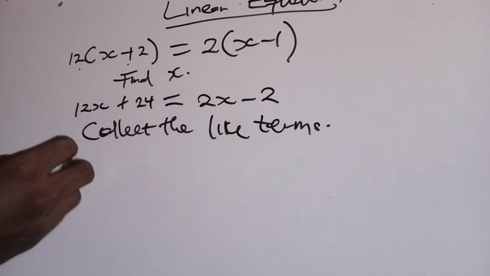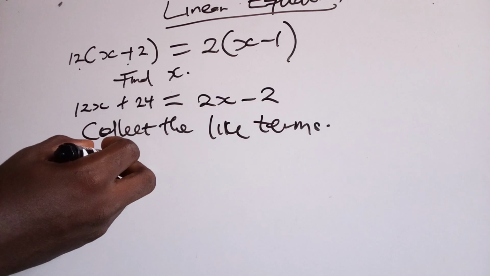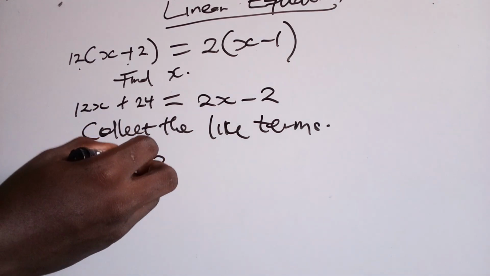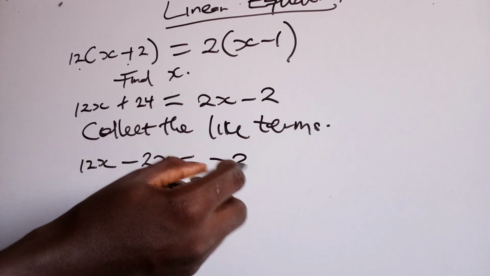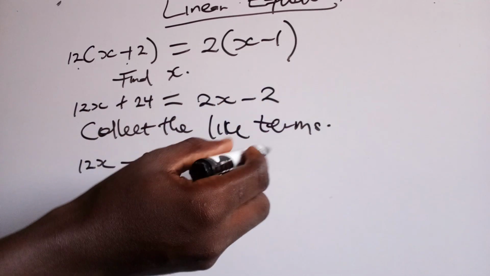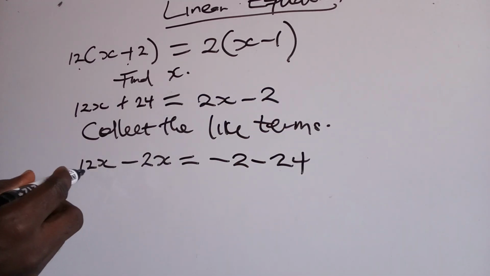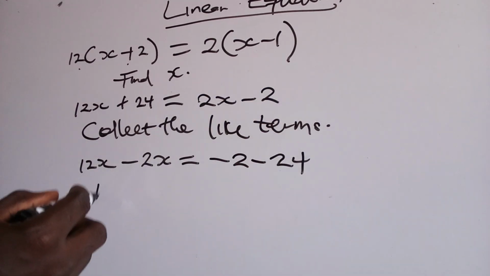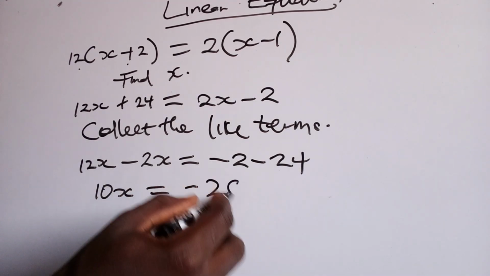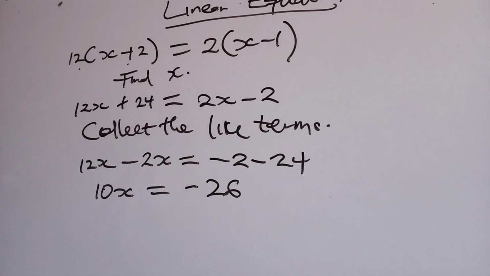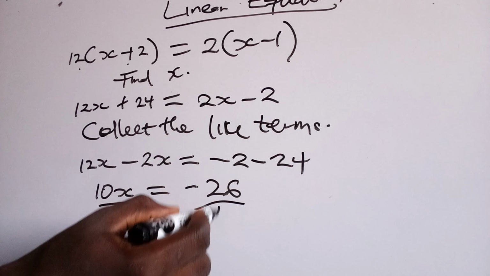So here we have 12x. We bring this 2x here to give us minus 2x equals minus 2. Take this 24 down here to give us minus 24. So 12x minus 2x, we have 10x equals minus 26. So to get the value of x, we divide both sides by 10.